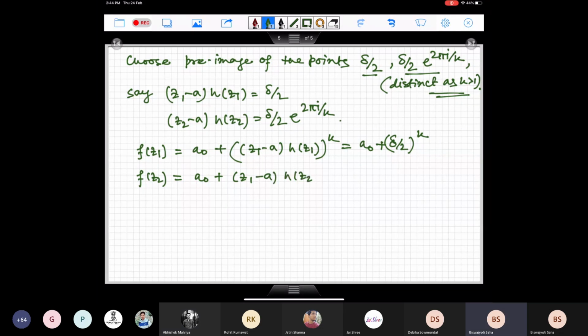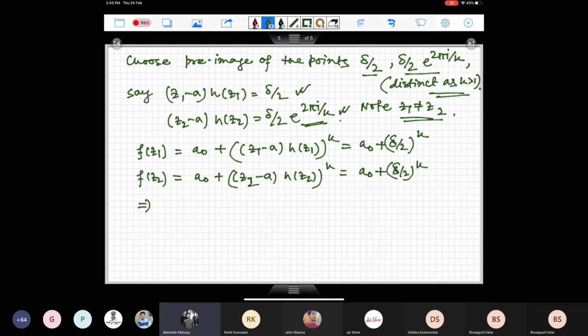Exactly the same. That is my point. So sorry, this is z2 power k. So this is also a naught plus delta by 2 whole power k, because I had taken a kth root of unity. So when I take the power k, that becomes 1. So now note z1 is not equal to z2, right? All of you agree to that? Because these two numbers are different. So therefore, clearly their pre-images cannot be the same. So the pre-images z1 and z2 are not equal, and I get f of z1 and f of z2 of the same value. So that implies what? F is not injective.